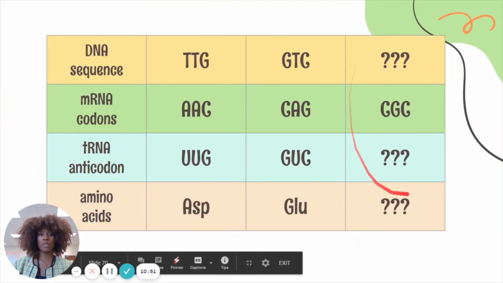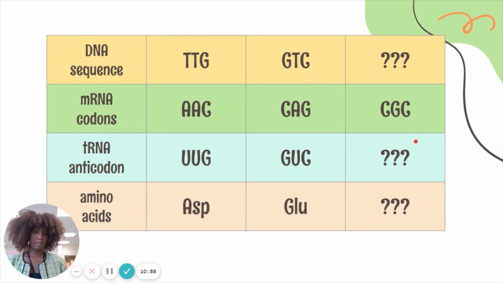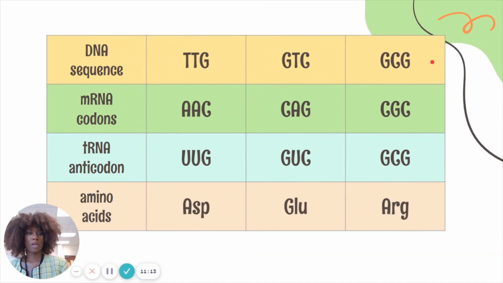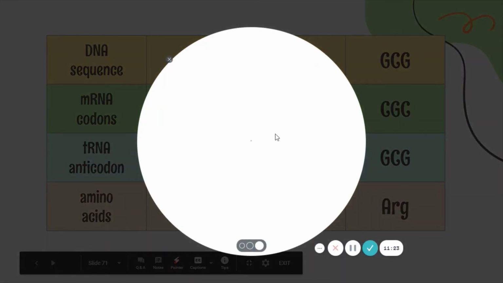Last but not least, you're going to do these on your own using your codon chart and your base pairing rules. So I'll give you some time to do that. Good. Check your answers. Make sure you're good. All right. So that is the end of that.